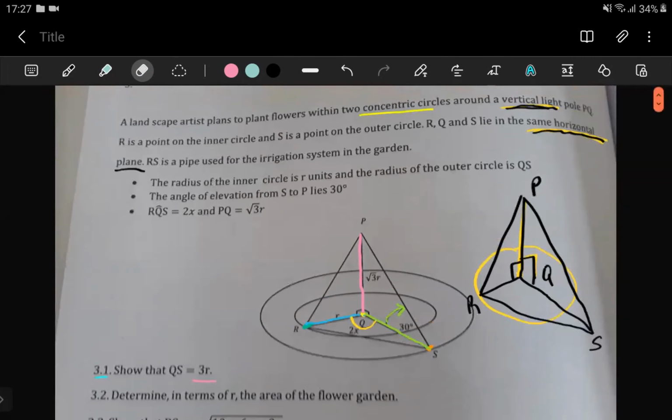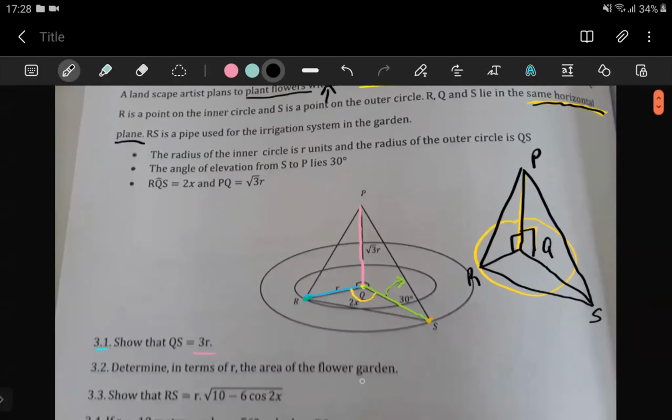So the flower garden, you see here, they said a landscape artist plans to plant flowers within 2 concentric circles. So inside these 2 circles, they want to plant the plants. Then they said here, 2 concentric circles, a vertical light pole, R is a point on the inner circle. And then it says this lies on the outer circle, blah, blah, blah. And then it says the SR is a pipe used for irrigation. And then it says the radius of the inner circle is that much, blah, blah, blah. So the area of the flower garden.